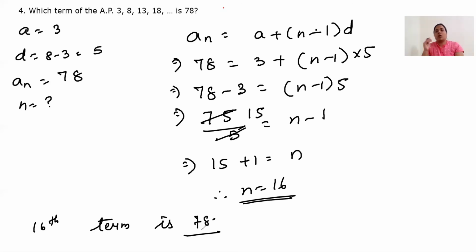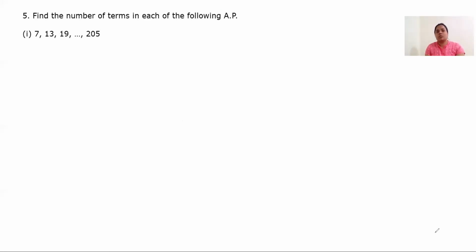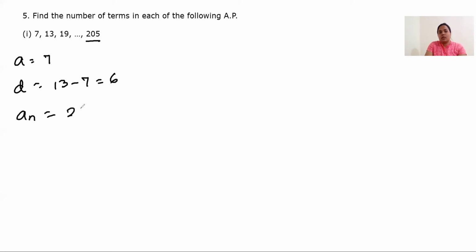Clear? So we just have to understand the question, what they are asking, and then we can find it because we have already done all the formats previously. The next one, find the number of terms in each of the following AP. Find the number of terms. So A is 7, D is 13 minus 7, that is 6. Now 205. After that there is a dot. There is no comma. It means the last term is 205. So we have to find which term is 205. That is N.